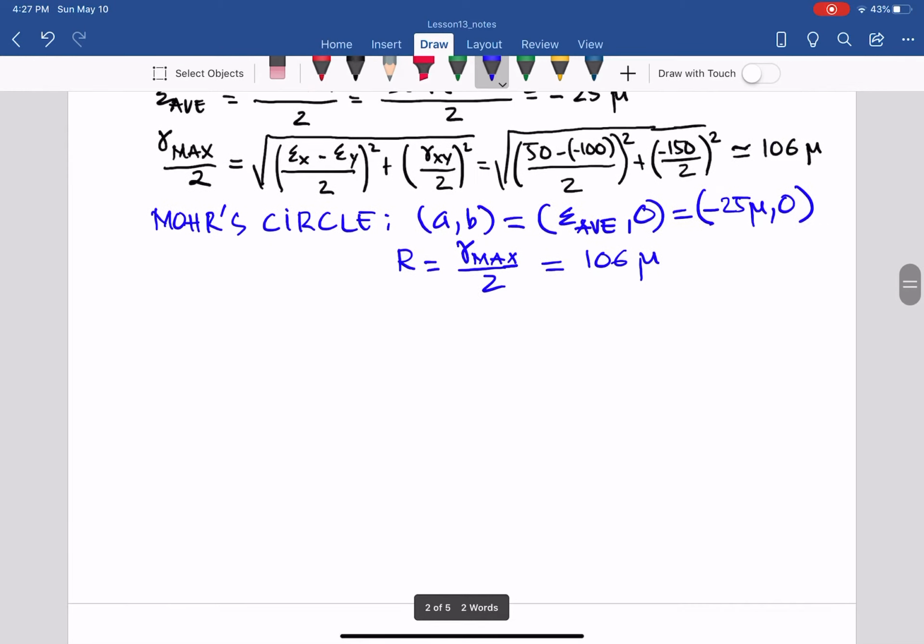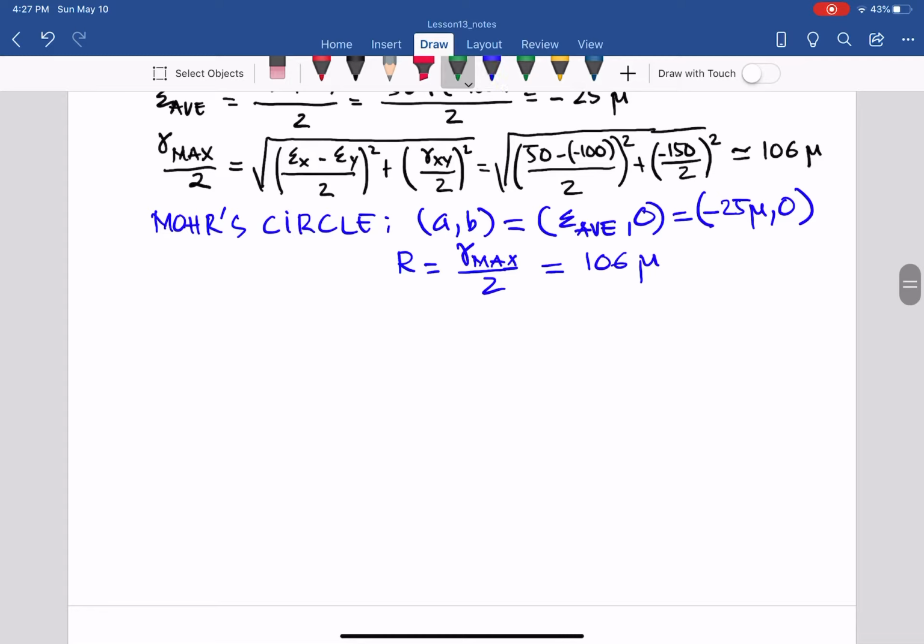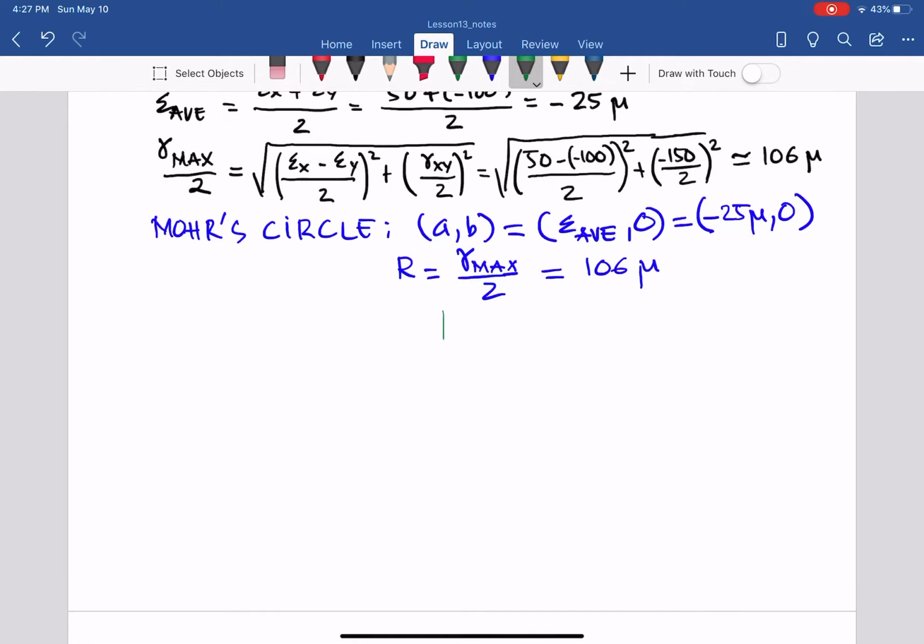And from that we can go ahead and draw the Mohr circle for this equation. So we have the horizontal axis, which used to be sigma, now it's epsilon, in micro, inch over inch. And the vertical axis, which used to be tau, now it's gamma over 2, not gamma. Normally we make a mistake here: it's gamma over 2.